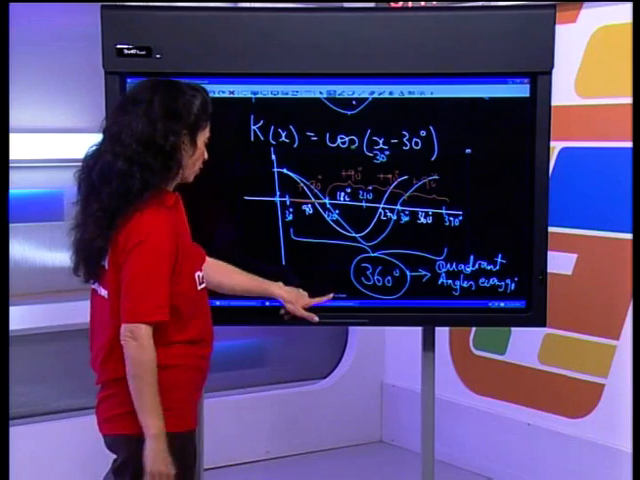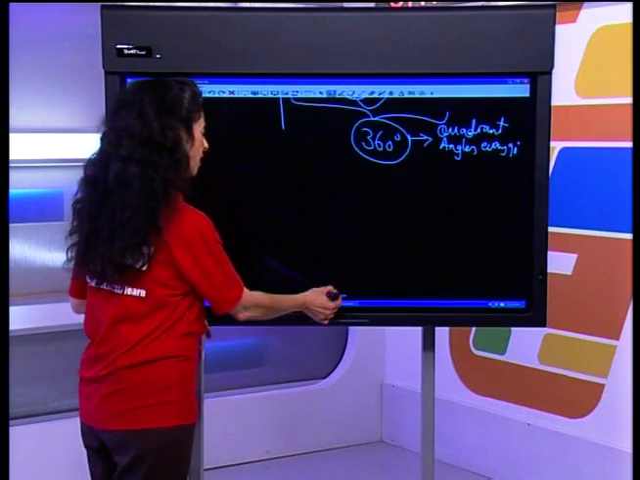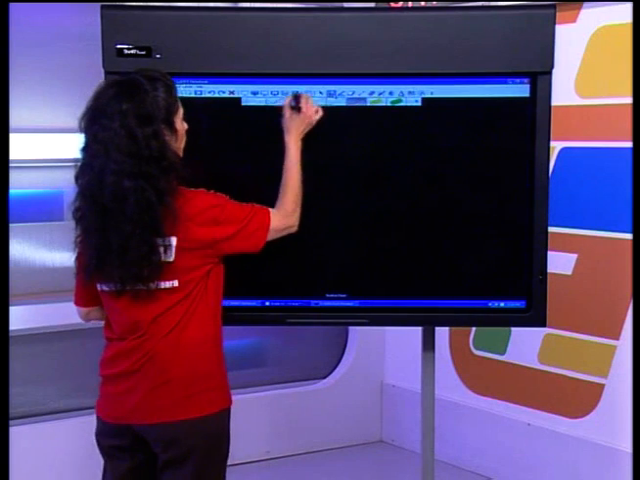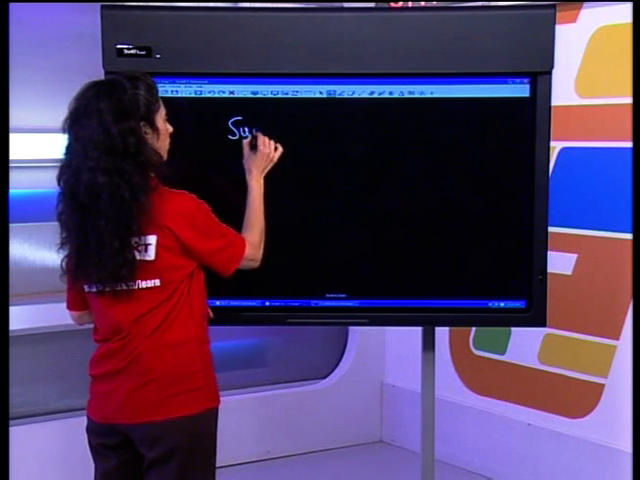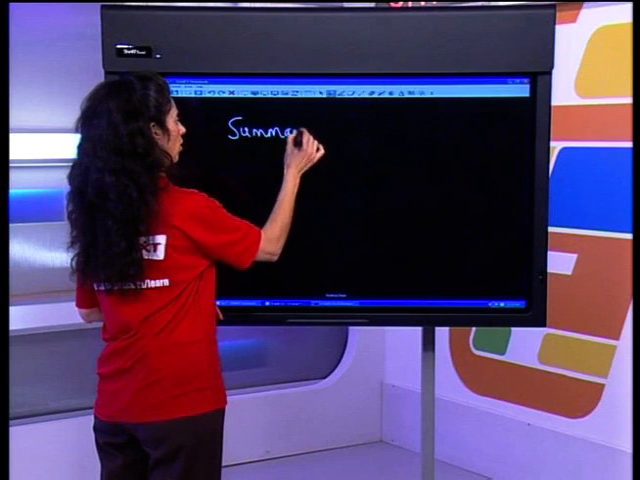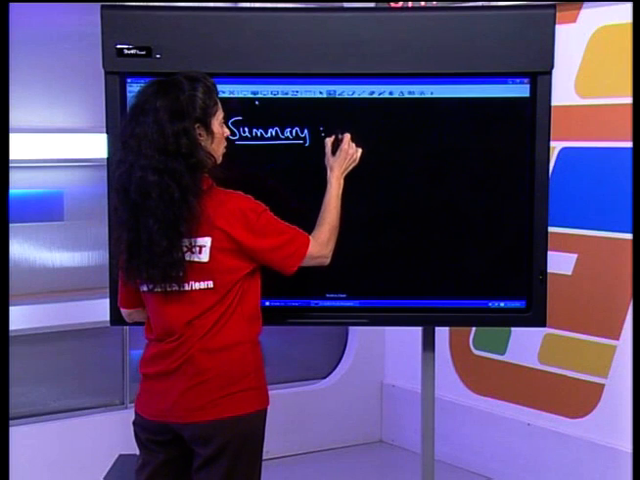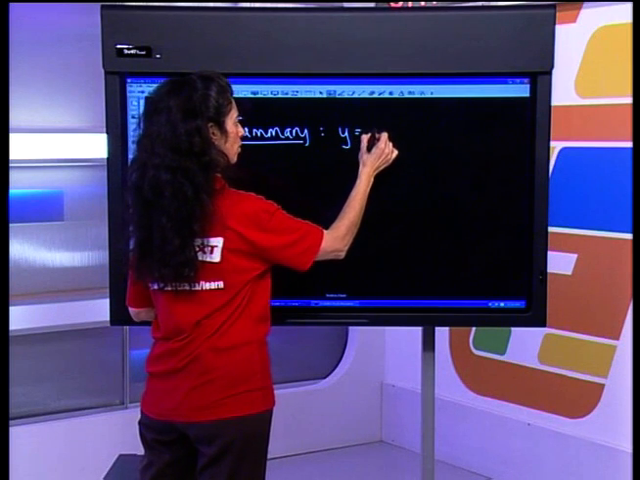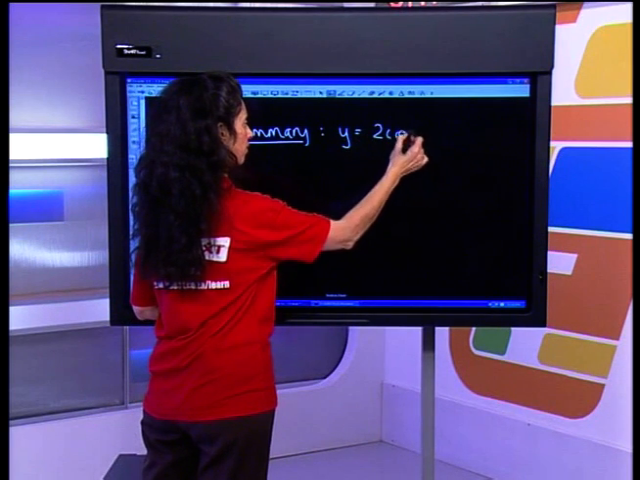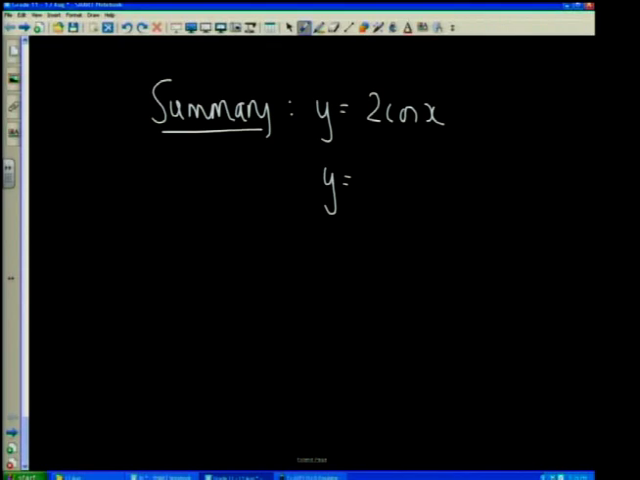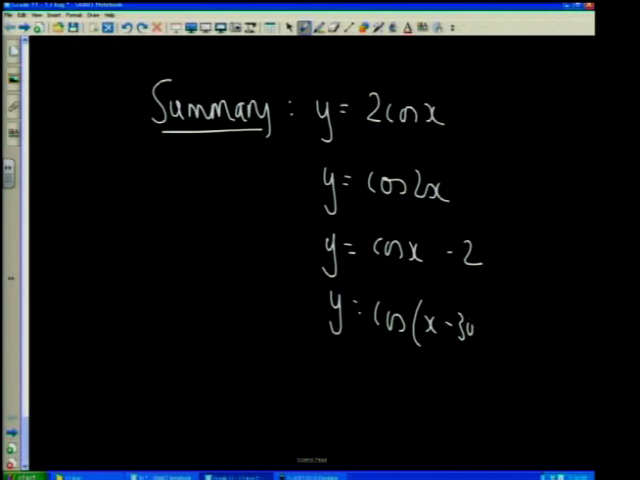Okay, so to summarize then, we would get y equals 2 cos x, we would get y equals cos 2x, we would get y equals cos x minus 2, and we would get y equals cos of x minus 30 degrees.